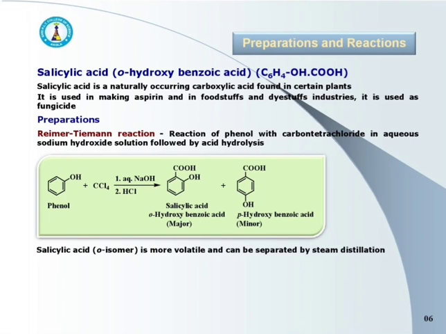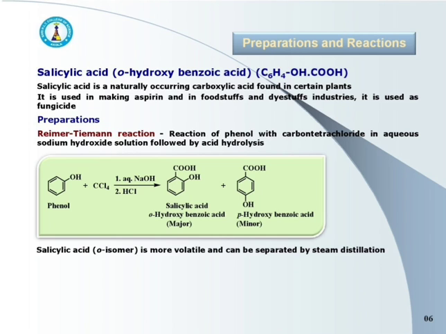Next is the preparation and reactions of salicylic acid. Salicylic acid, also we can say, is ortho-hydroxybenzoic acid. It has the formula C6H4OH COOH. Here the benzene ring has two substituents at the ortho position: one is OH and the other one is COOH.